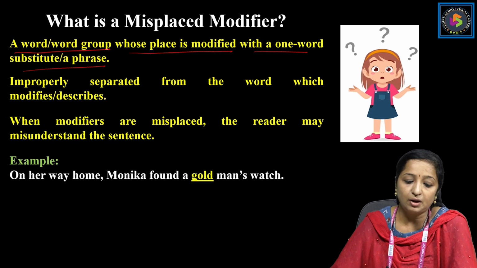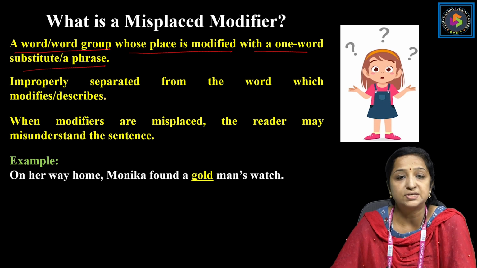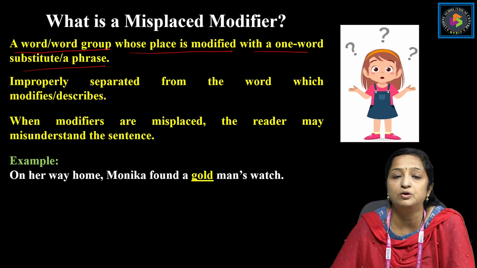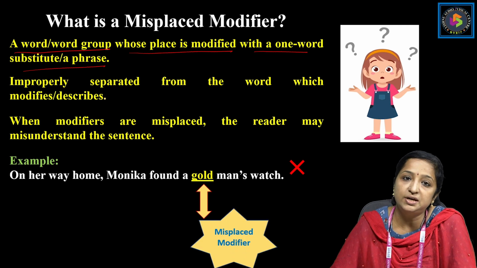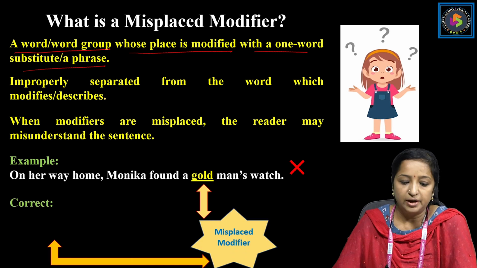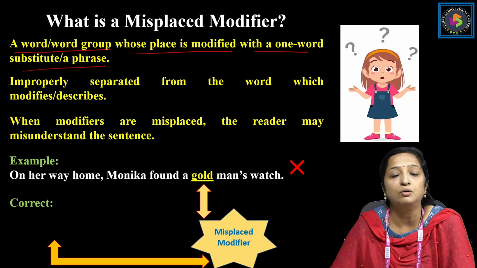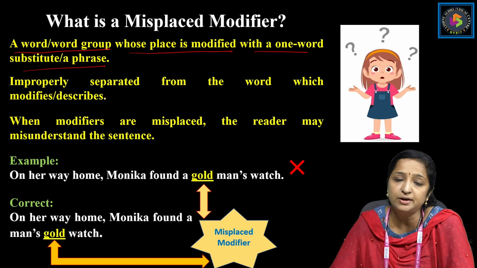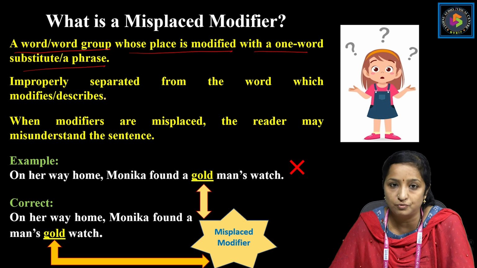For example, on her way home, Monica found a gold man's watch. With this sentence, we understand that Monica is going home, and while she is going home, she found a watch and that watch belongs to a gold man. So obviously, here gold is a misplaced modifier. Why? Because a man cannot be gold, but only a watch can be gold in color. So here the misplaced modifier is gold. The correct one is, on her way home, Monica found a man's gold watch.